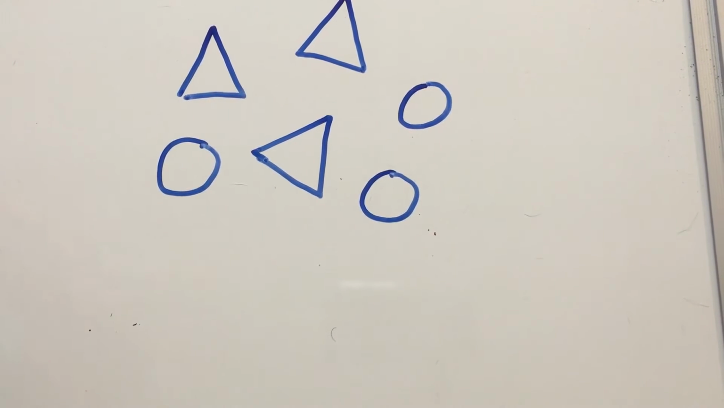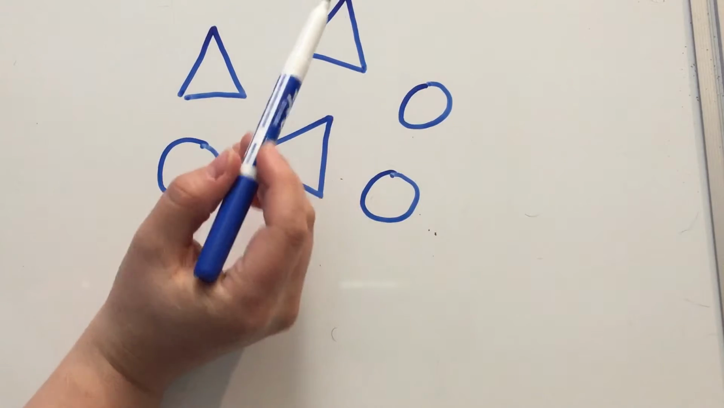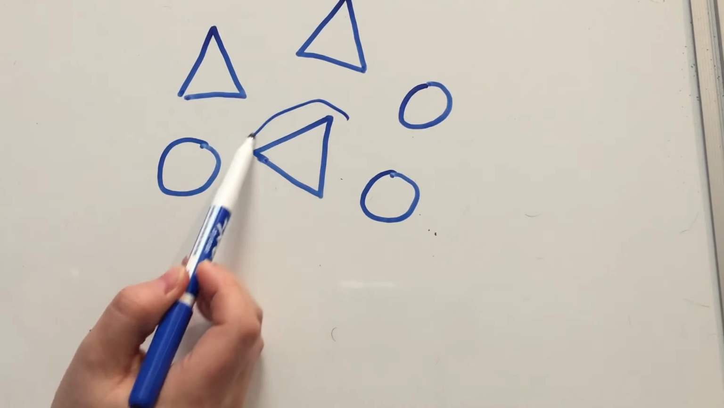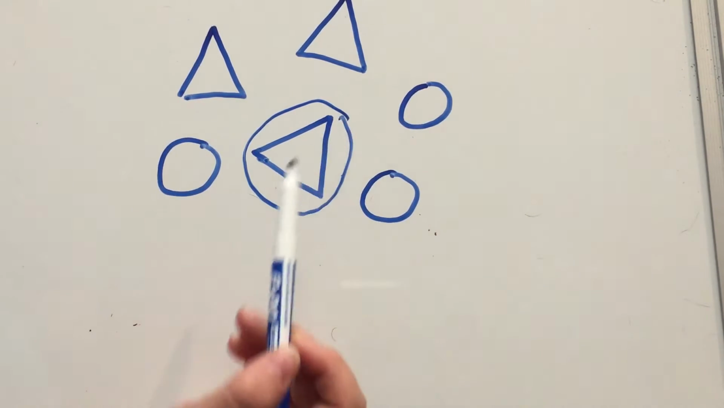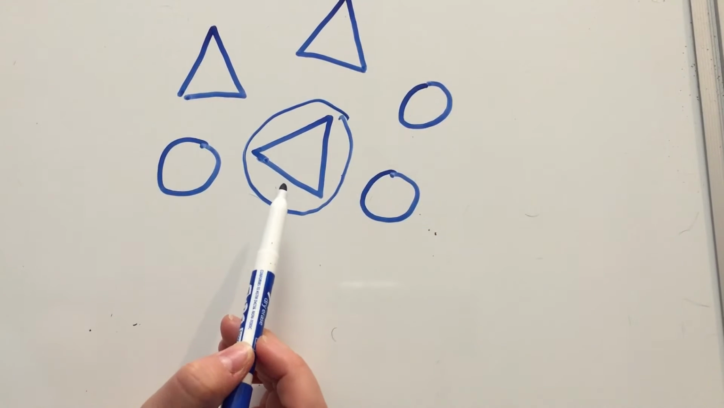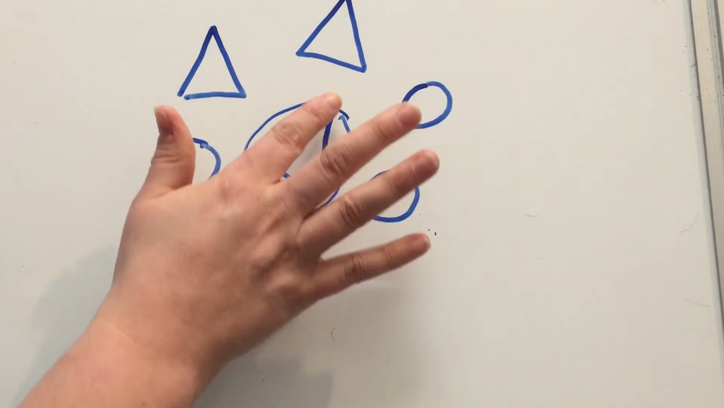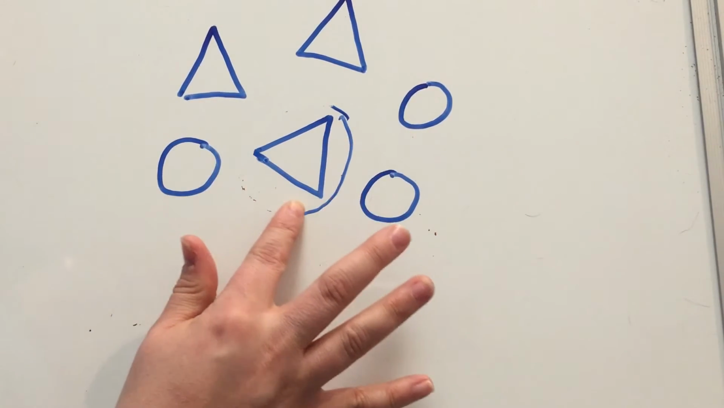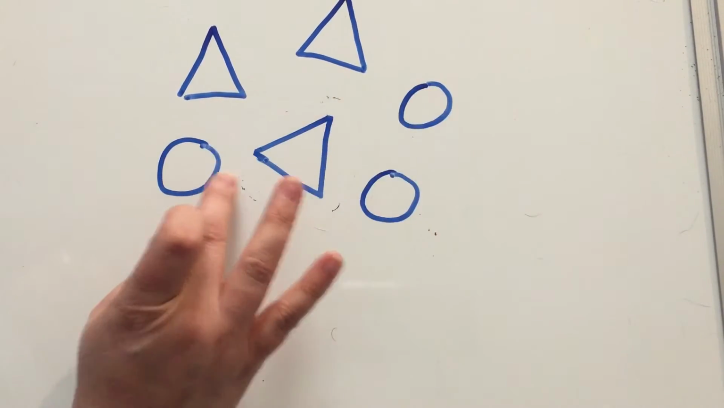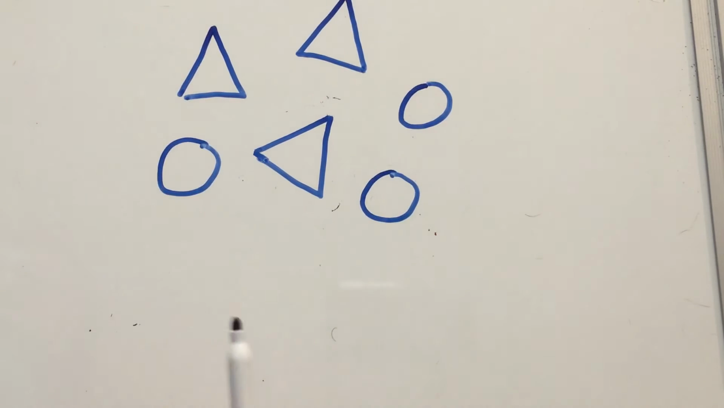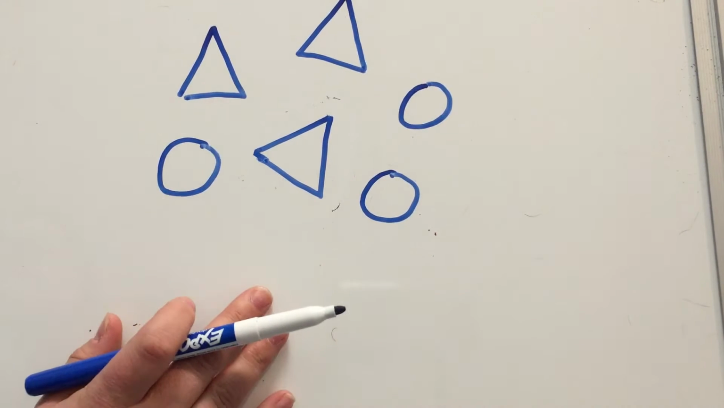On my board, I have some shapes. Before we dive in to number sentences, let's talk about these shapes. Let's review them. What shape is this? This is a triangle. We know that this is a triangle because it has 3 sides and 3 corners. What is the other shape that I have? You're right. The other shape I have is a circle.